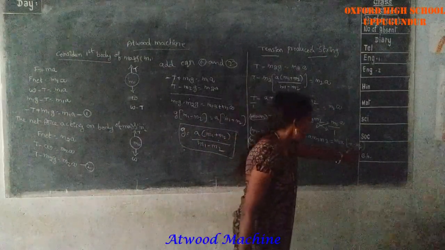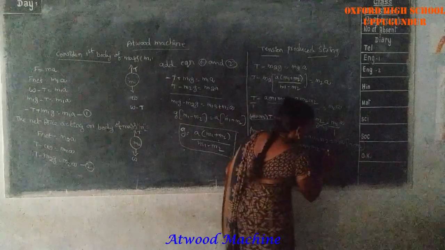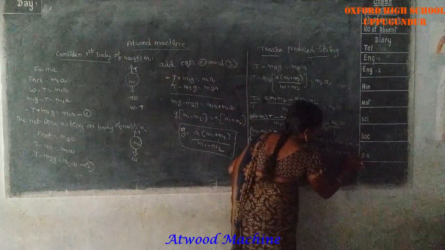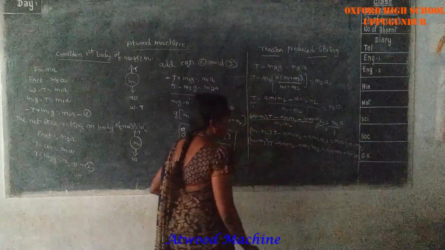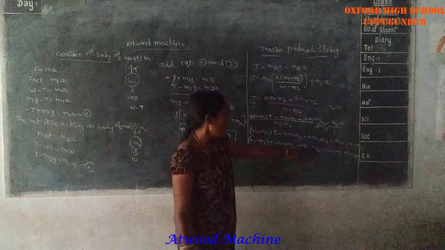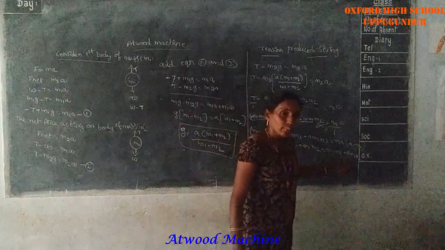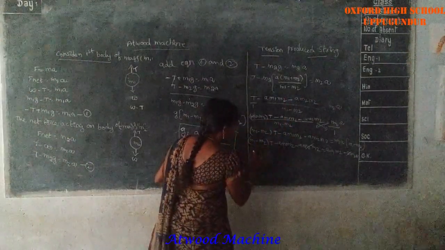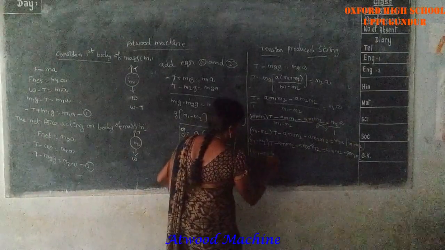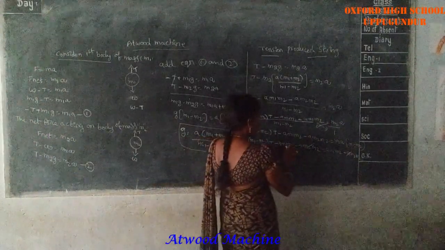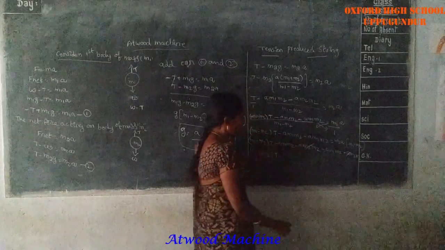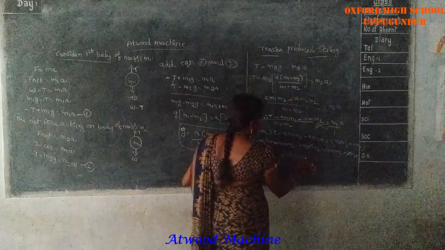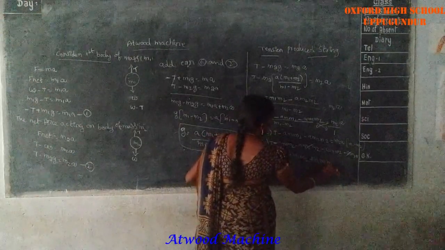Multiplying M2A with the bracket, we get A into M1 M2 minus A into M2 M2. Now, on the left side minus A M2 M2 and on the right side minus A M2 M2 both get cancelled. Write the remaining values: (M1 minus M2) into T, and minus A M1 M2 coming to the right side of this equation becomes plus. So A M1 M2 plus A M1 M2.